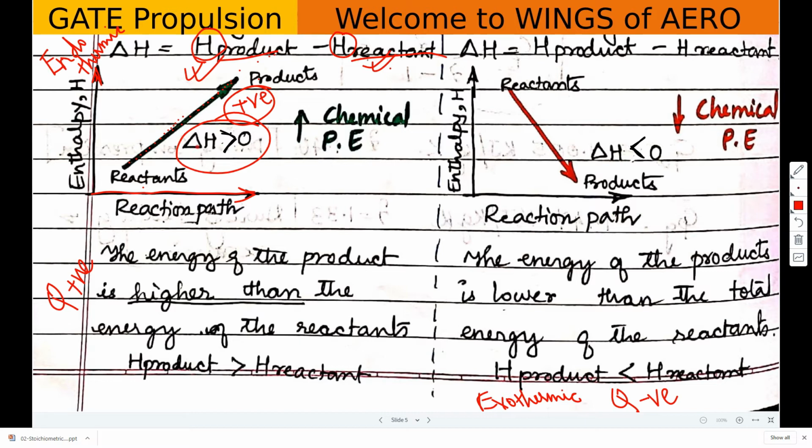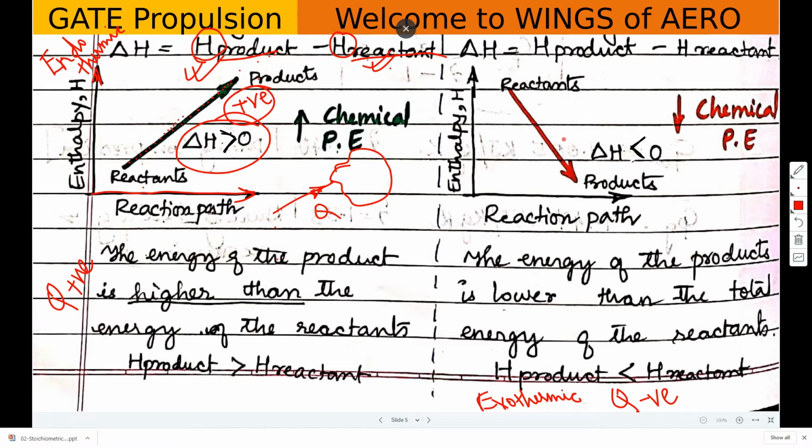So that means, as I said, that del H, the heat of reaction, is positive. That means the temperature in the surrounding, what will happen? The temperature in the surrounding will decrease because the heat is transmitted to the system. To bring thermal equilibrium, the surrounding temperature will get decreased.